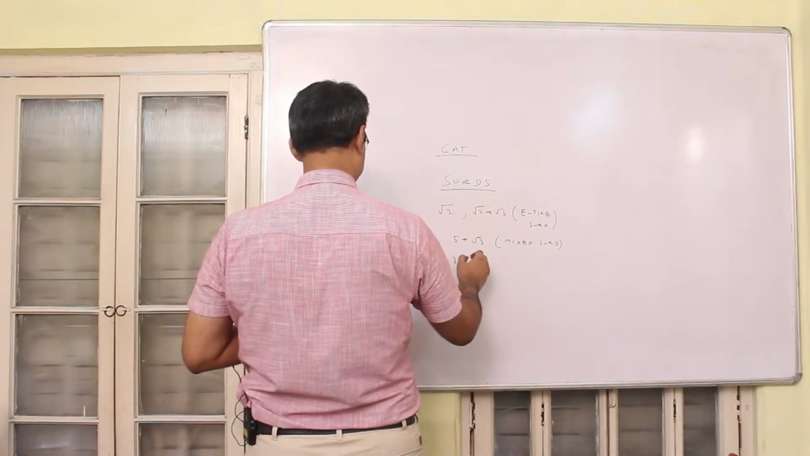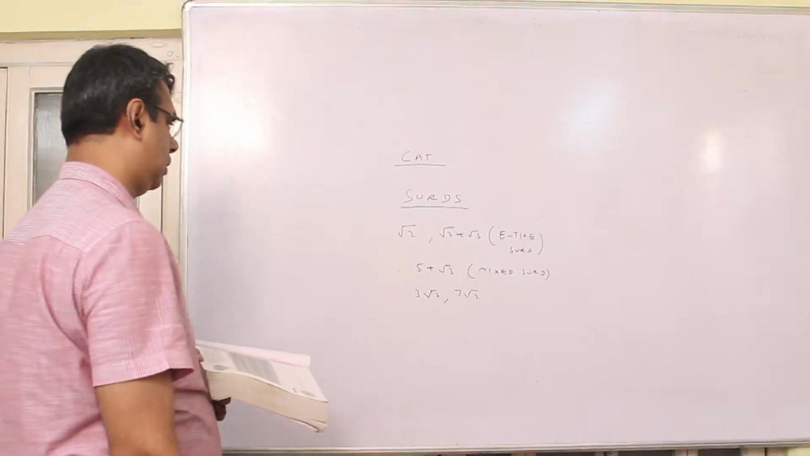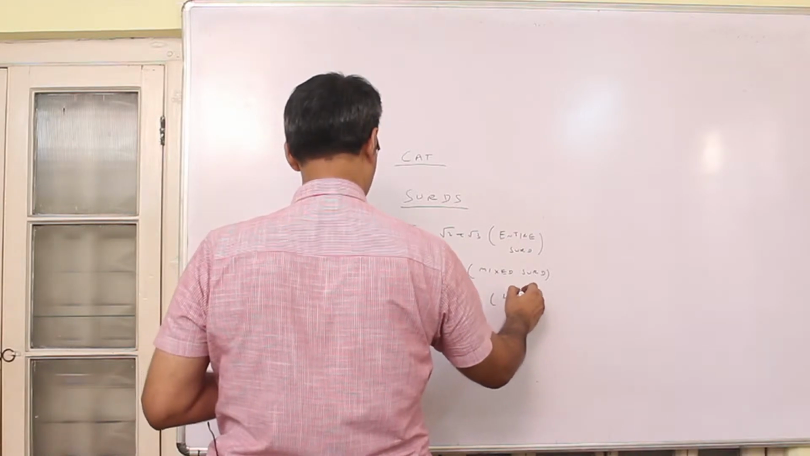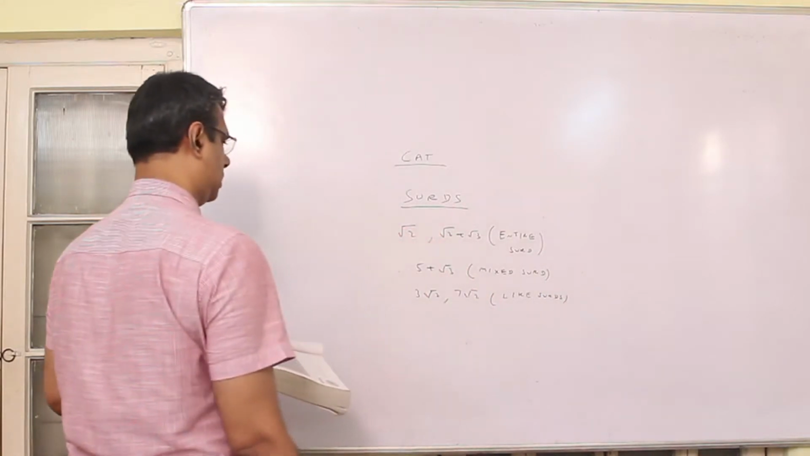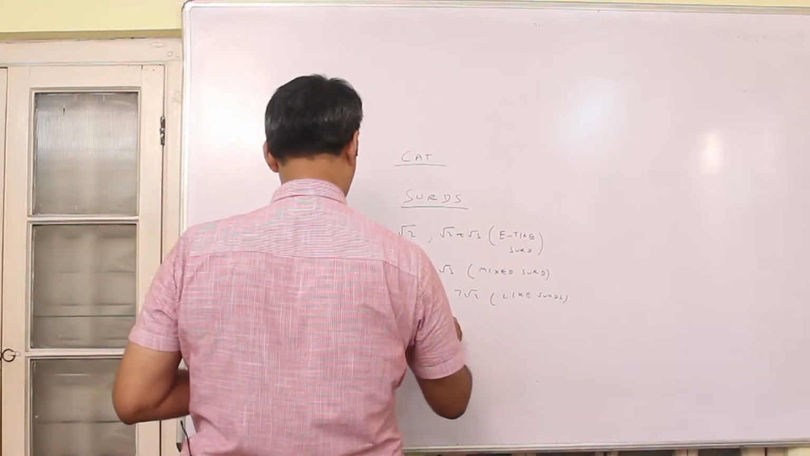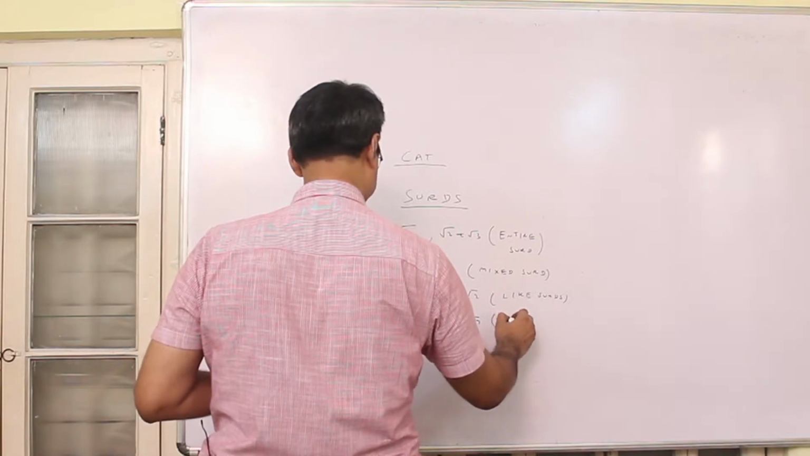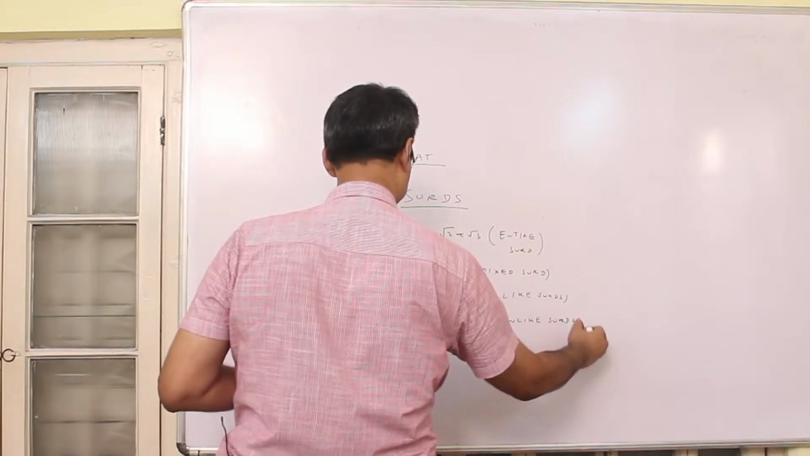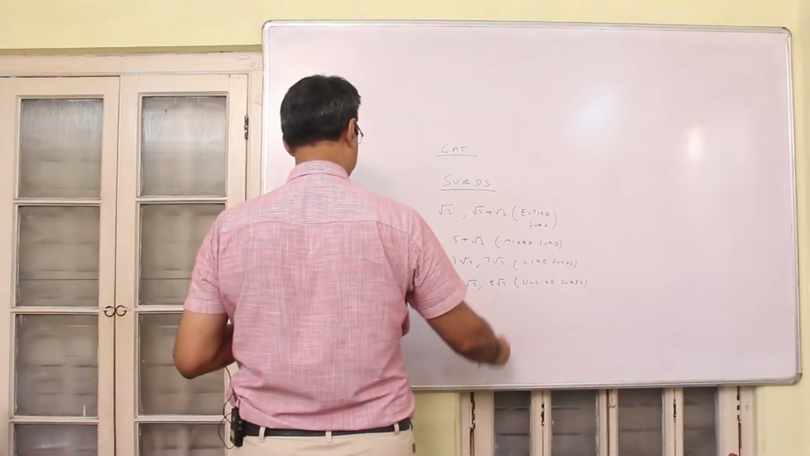Now, if you compare surds like 3 root 2 and 7 root 2, their ratio is a rational number, so they are called like surds. So in like surds, the ratio will be a rational number. And if you have suppose 3 root 2 and 5 root 7, then they are called unlike surds because their ratio will not be a rational number.